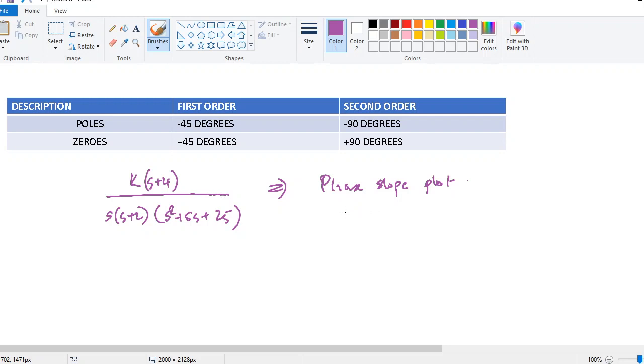So that should conclude how we do the asymptotic approximation method. And once you're done, we'll do one full problem as well.